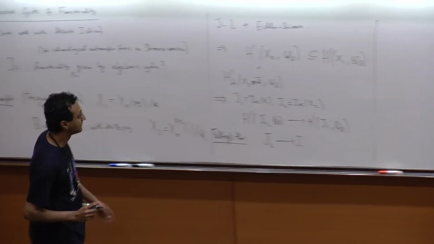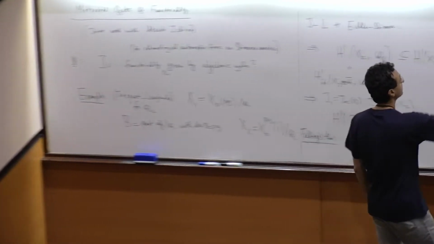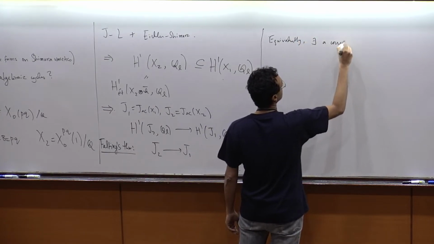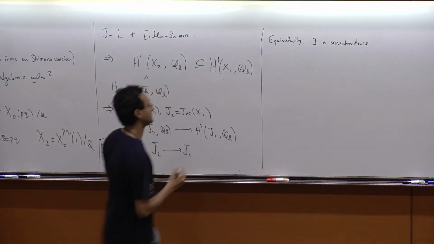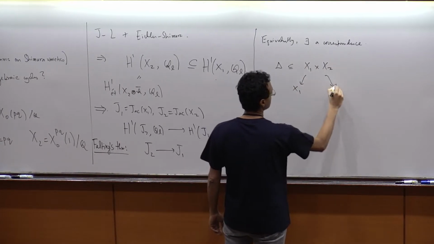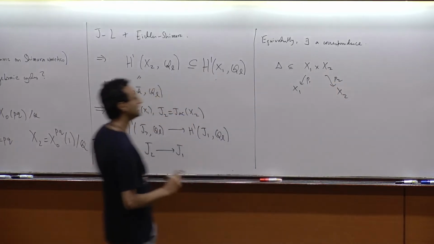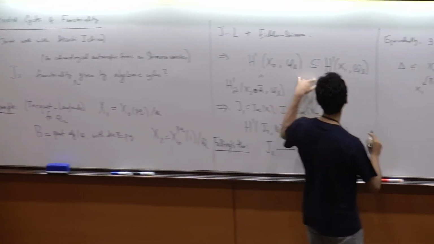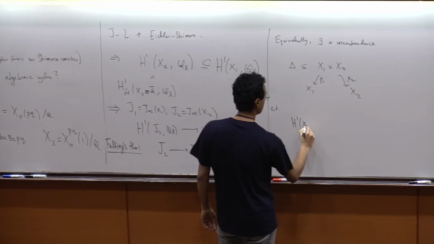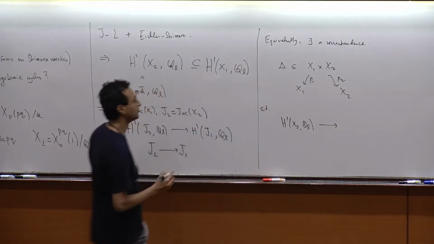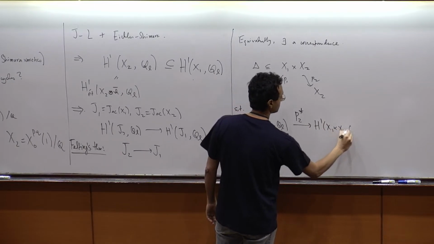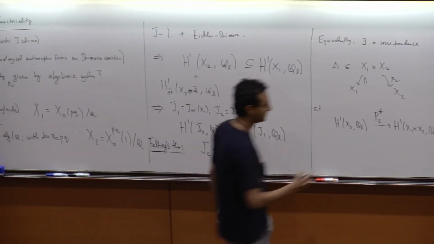A map at the level of Jacobians is the same thing as giving a correspondence in the product of curves. So equivalently, there exists a correspondence delta inside the product curve X1 cross X2, which maps down by these two projections, P1 and P2, such that this map is obtained in the following way. You start with H1 of X2, Q_l. You pull back by P2, so you go to H1 of X1 cross X2, Q_l. Then you take the cup product with the class of delta.